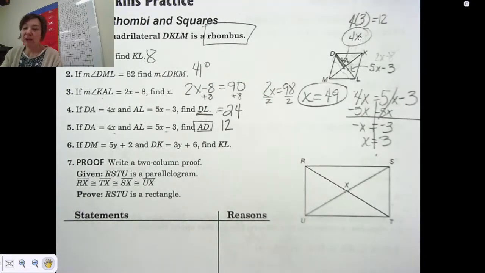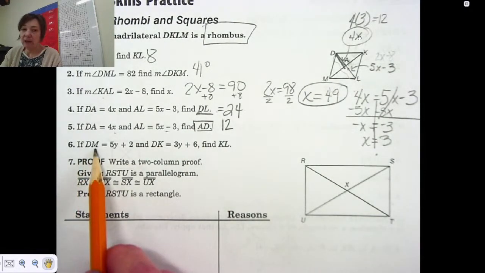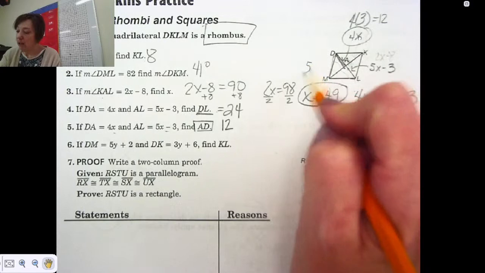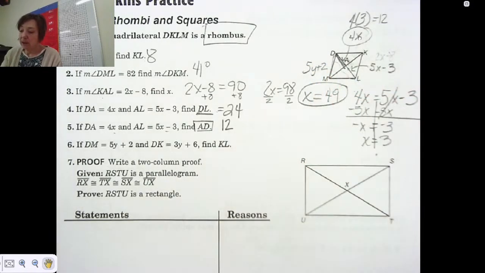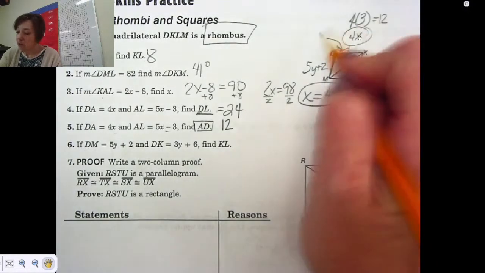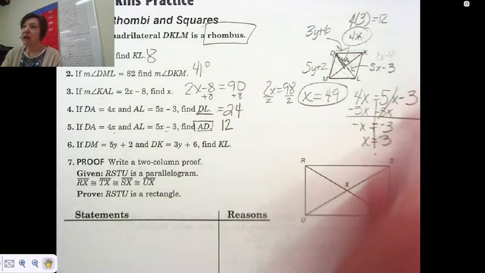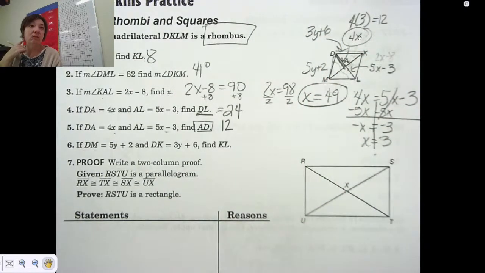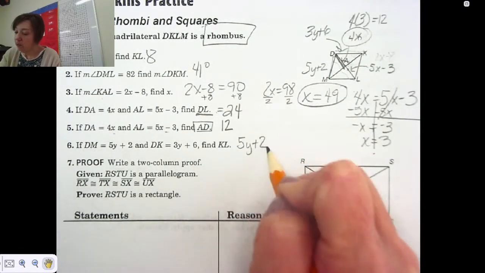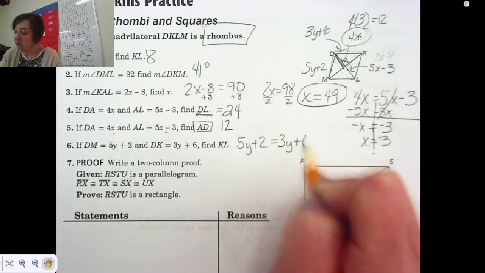Okay, we got one last one, and then I'm going to let y'all get to work on your own, okay? So on this one, it says if DM, now DM is this side right here, is 5y plus 2, and DK, which is this side right here, this whole side, is 3y plus 6. Now, what do we know about those two sides on a rhombus? What do they do to each other? And how do they compare? They're the same. So we can set up a little equation where 5y plus 2 equals 3y plus 6.